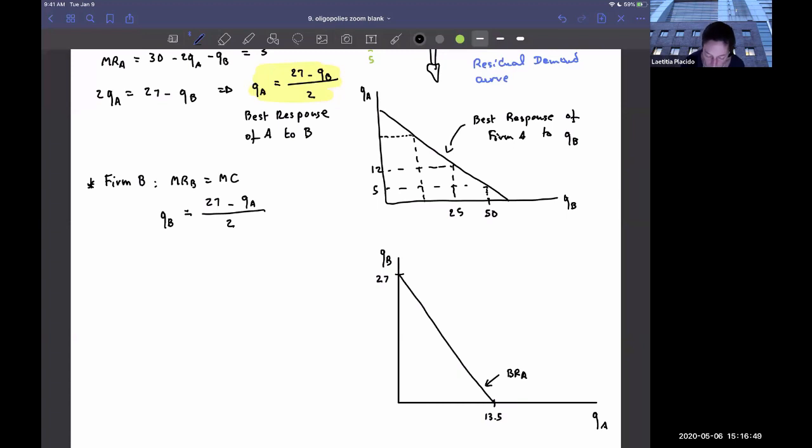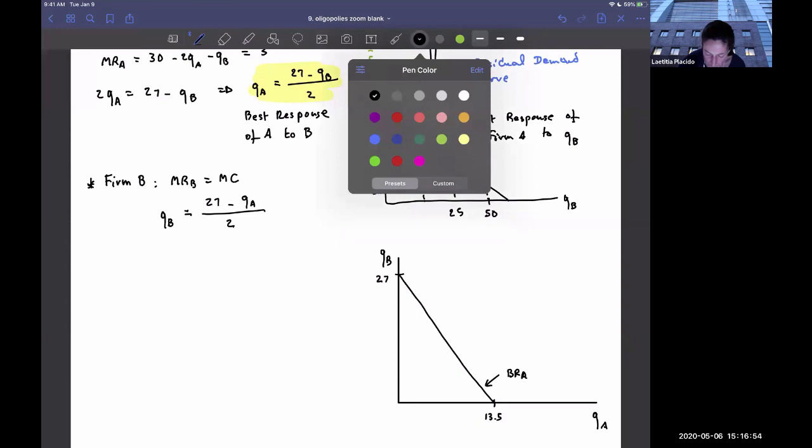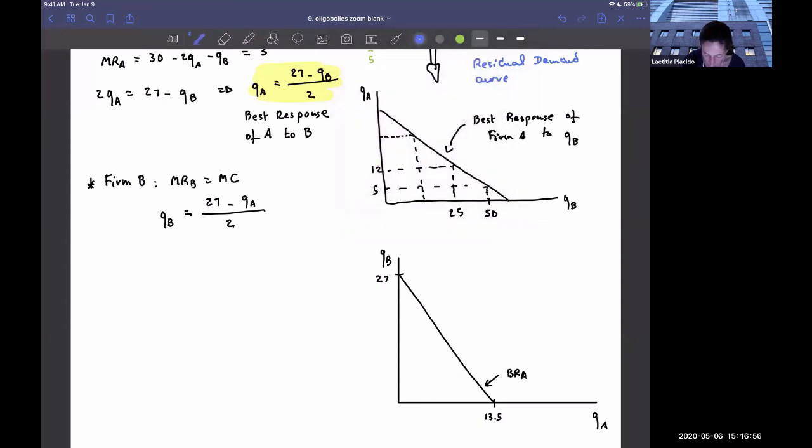So now I can draw the best response of firm B. And because the expression here is symmetric, it's going to be easy. I know that I'm going to cross the vertical axis here at 13.5, and here I'm going to cross the horizontal axis at 27. So that's the best response of firm B.